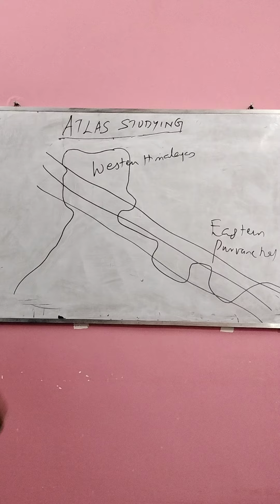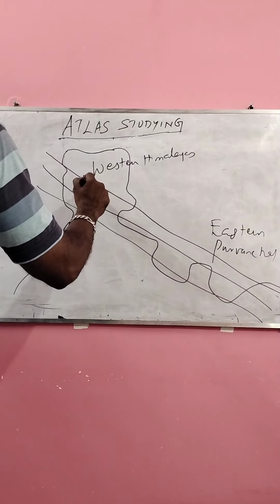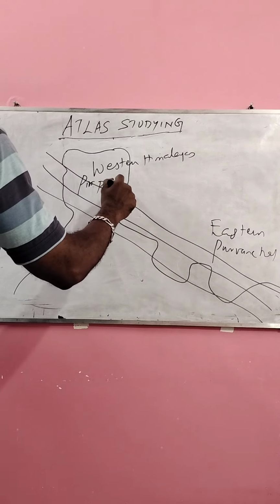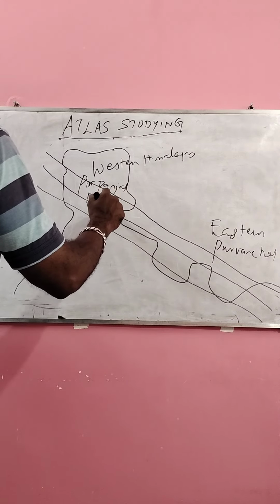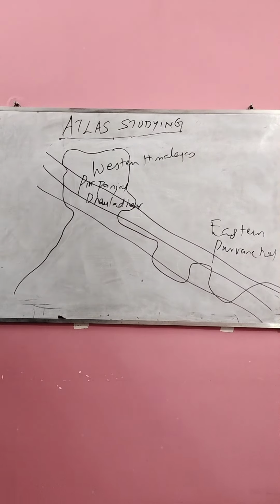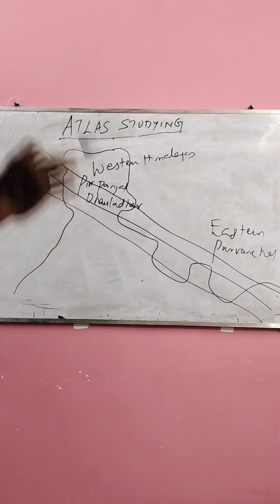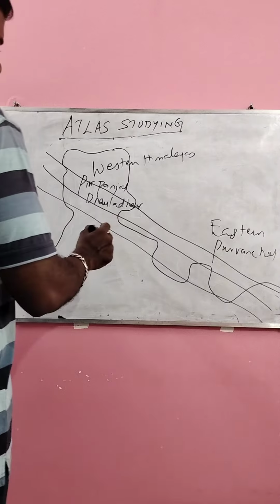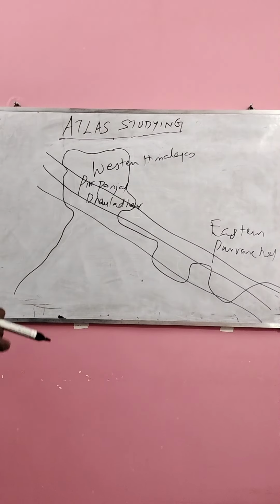Within each range there are different ranges. Okay, Pir Panjal, Dauladar. I am marking for demonstration purpose only. I am not marking accurately. This is for your understanding. So mark the individual ranges along with the peaks. Okay.